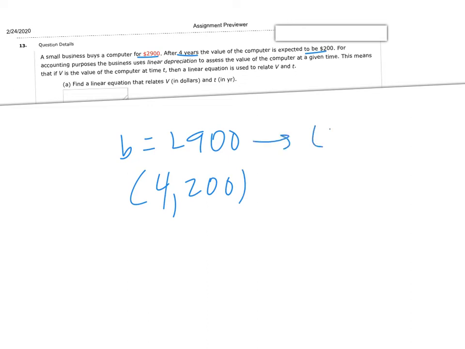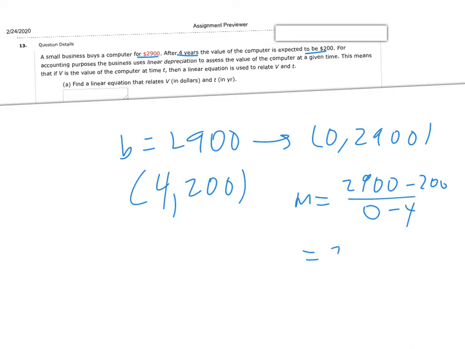All right, next up here, it says the business buys a computer for $2,900. So I can tell right away that's the b, because that's the starting point, $2,900. And then after 4 years, the value is expected to be $200. So I'd say that's a point, (4, 200). Now remember that the b is also a point, so it'll be (0, 2,900). So I can use that to find the slope. So 2,900 minus 200 over 0 minus 4 is going to give me 2,700 over negative 4, and so that'll be negative 675.